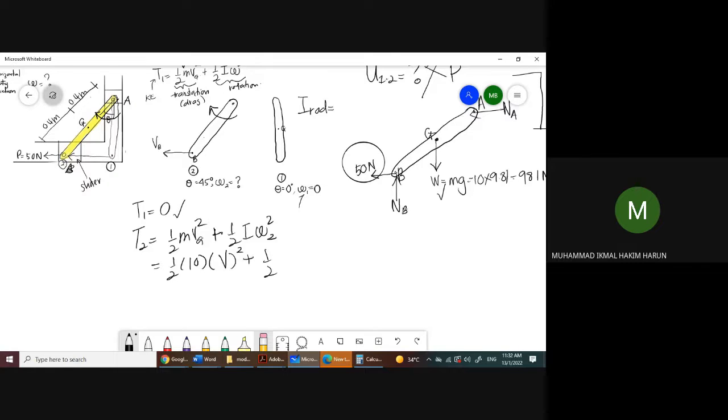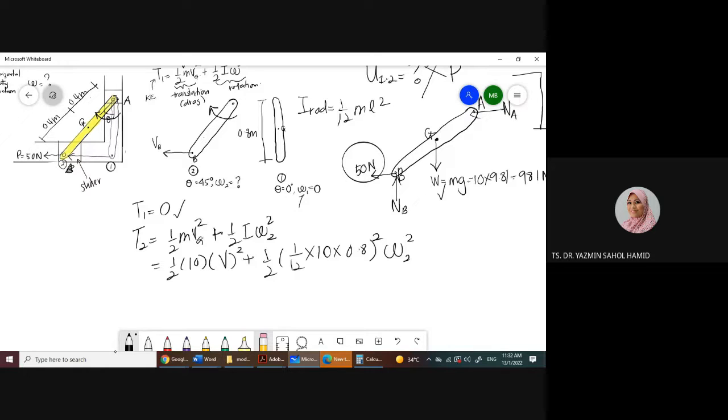1 over 12 m L squared, right. So 1 over 12, mass is 10. What is the length L? 0.8. Squared, multiply by omega squared. Okay, so this is the equation.